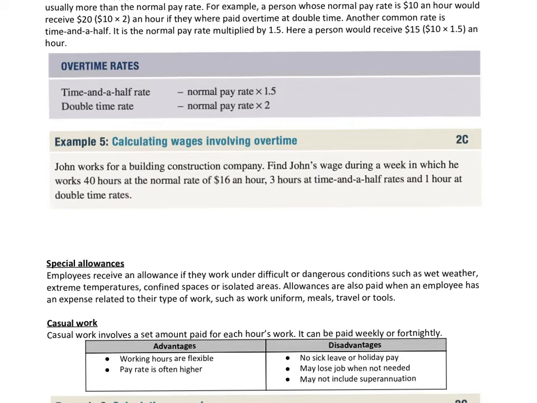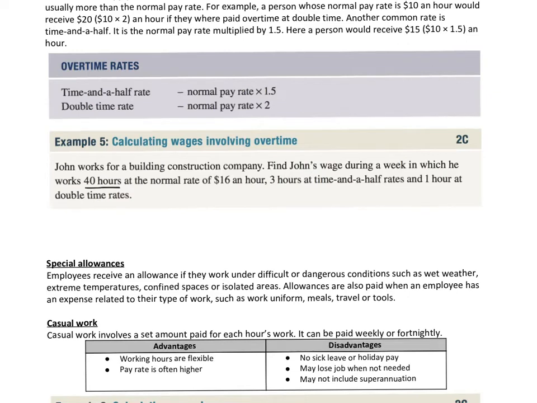It says John works for a building construction company. Find John's wage during a week in which he works 40 hours at the normal rate of $16 an hour, 3 hours at time and a half rates, and 1 hour at double time rates. You can do all of this in one step, or you can break it up into three: work out the normal rate, the time and a half, and the double. The benefit of doing it all in one step is that it all goes into the calculator once, and you're not rounding more than once, if it does involve rounding. So let's do it all together, but I'll break it up with brackets so you can see what is what.